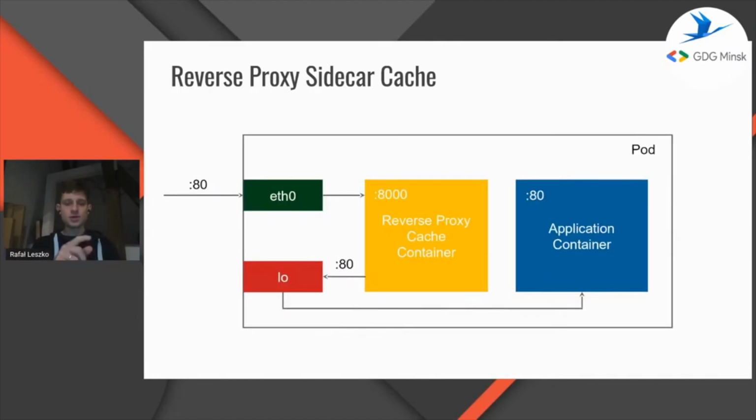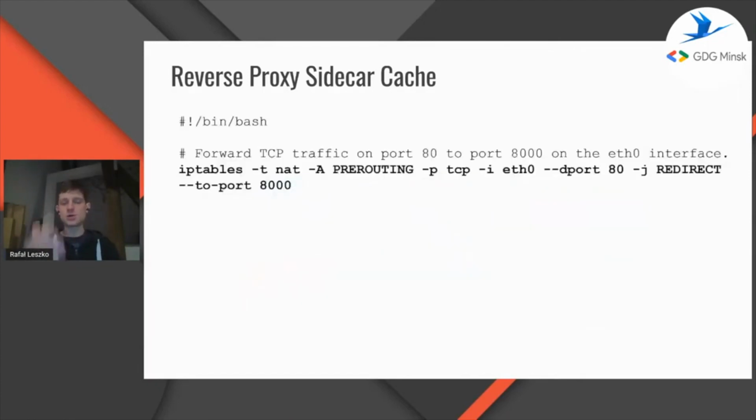So we change the IP tables so that each request which goes to our pod from outside the pod, on the port 80, it goes to the reverse proxy cache container, but from inside on the same port, we go to the application container. That is all our init container needs to do inside our pod.